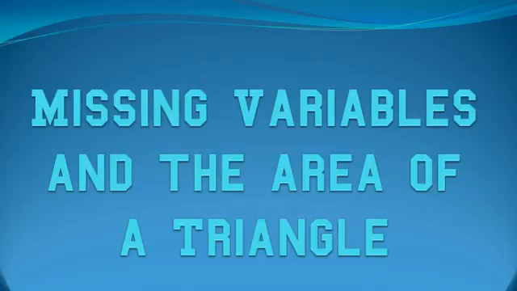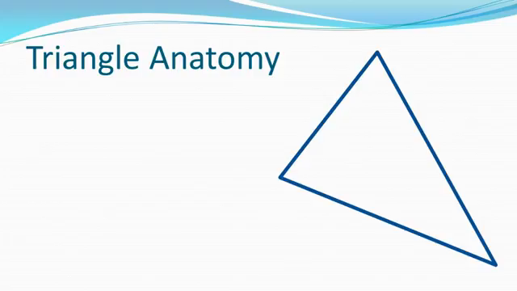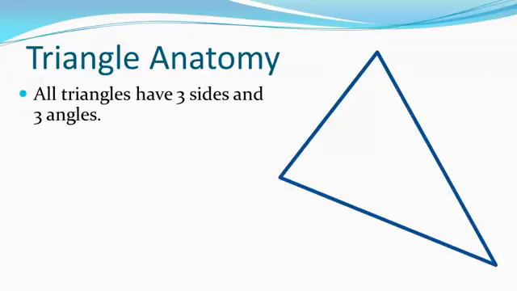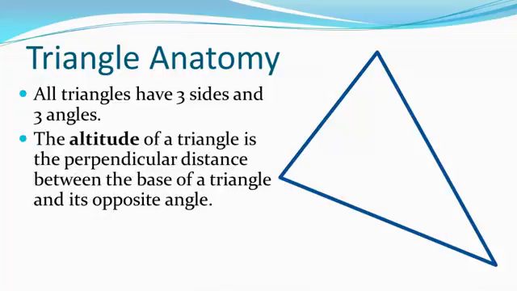Today we'll apply our knowledge of the area of a triangle and algebra in order to solve for missing sides or missing variables within a triangle. To understand the area of a triangle, let's review the anatomy of a triangle. All triangles have three sides, three angles. The altitude of a triangle is the perpendicular distance between the base of a triangle and its opposite angle.